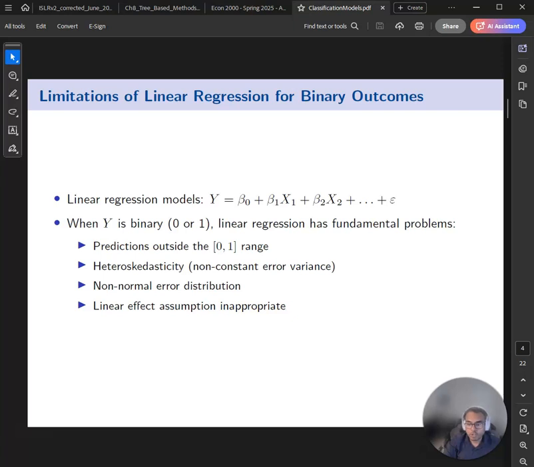We can also have non-normal error distributions with binary data. Linear regression assumes normally distributed errors, which simply isn't the case when your outcome is binary. Finally, linear regression assumes that the effect of predictors is, well, linear. But the relationship between predictors and the probability of a binary outcome is rarely linear in practice. It's usually S-shaped, which linear regression is just not able to capture appropriately.